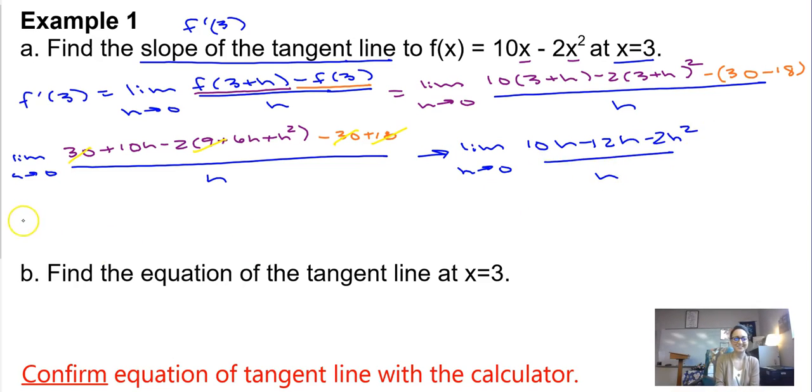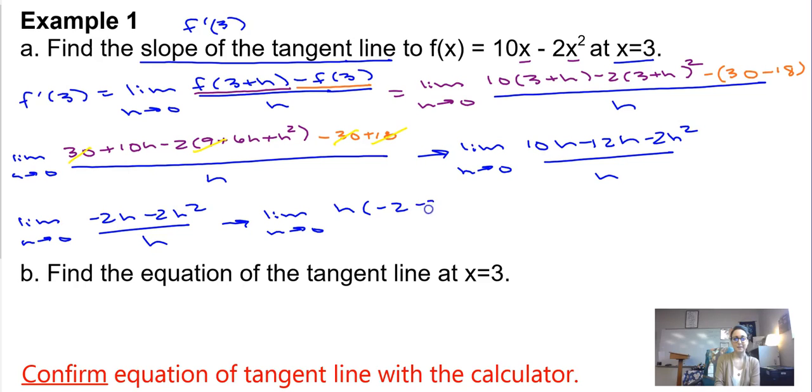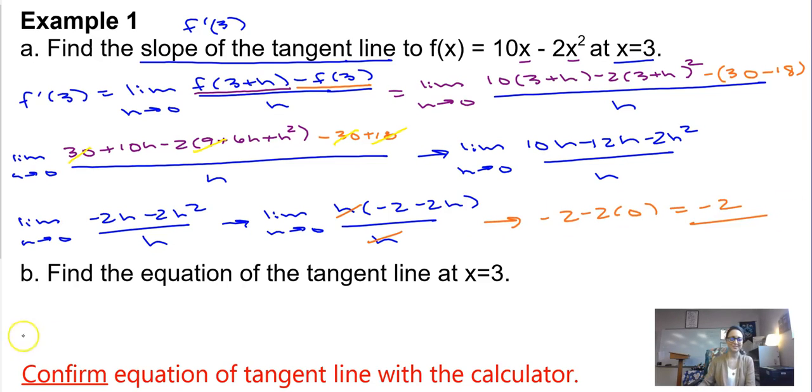All right, combining like terms in the numerator. We have 10h minus 12h, so that's negative 2h minus 2h squared all over h. And now we can factor out an h in the numerator. So that gives me h times the quantity negative 2 minus 2h. Then you get this nice cancellation because h divided by h is 1. And then lastly, plug in 0 for h here. So this is going to be negative 2 minus 2 times 0, which is negative 2.